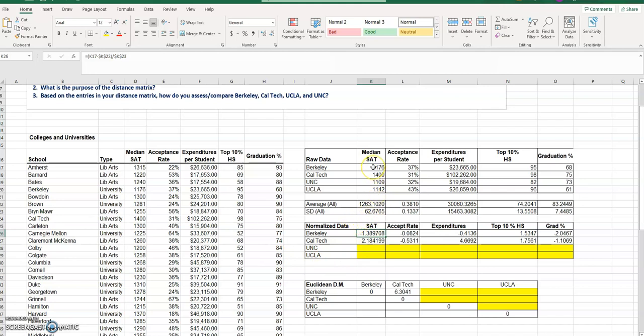But getting back to this, we're going to compute a z-score for each one of these raw data values.